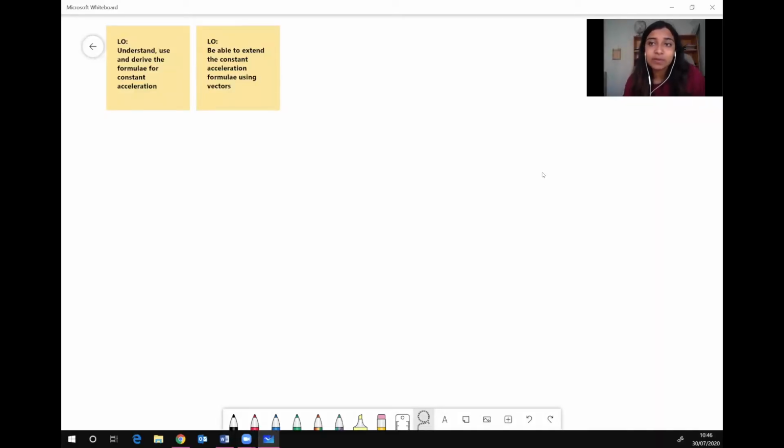So today we're going to be going over the constant acceleration formulae. Please review the videos on the language of kinematics, displacement time and velocity time graphs, and also vectors, as we're going to be using that in this video. So the learning objective is to be able to understand, use and derive the formulae for constant acceleration, and also to be able to extend the constant acceleration formulae using vectors.